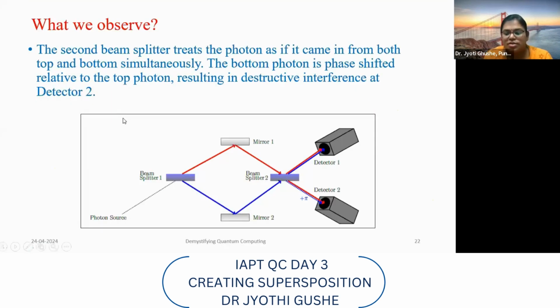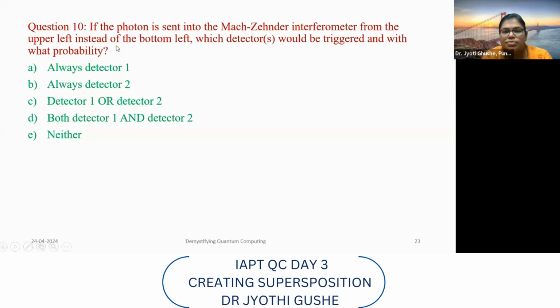So what is happening when it is coming from upper left instead of bottom left? Which detectors would be triggered and with what probability? The answer is always detector 2, because the things are reversed. Whatever was happening at detector 1, exactly the opposite will happen at detector 2. At detector 1, the phases will be out of phase by pi radian, and there will be destructive interference, and the waves will be in phase at detector 2. There will be constructive interference, and they will be detected at detector 2.